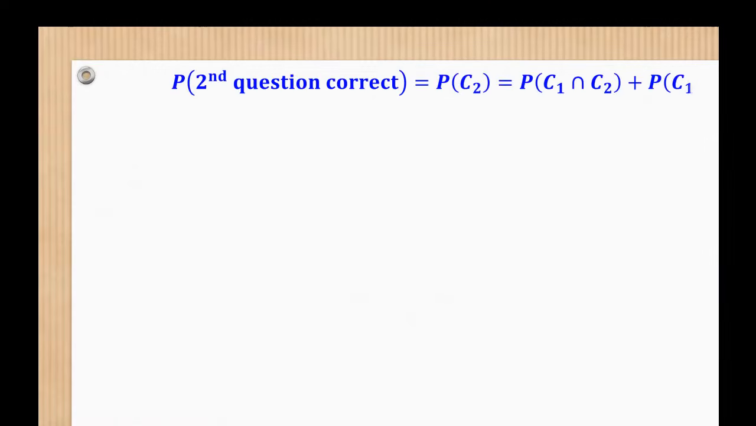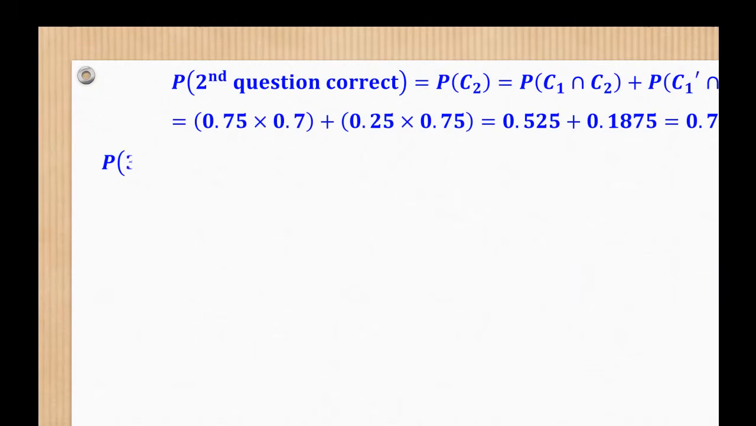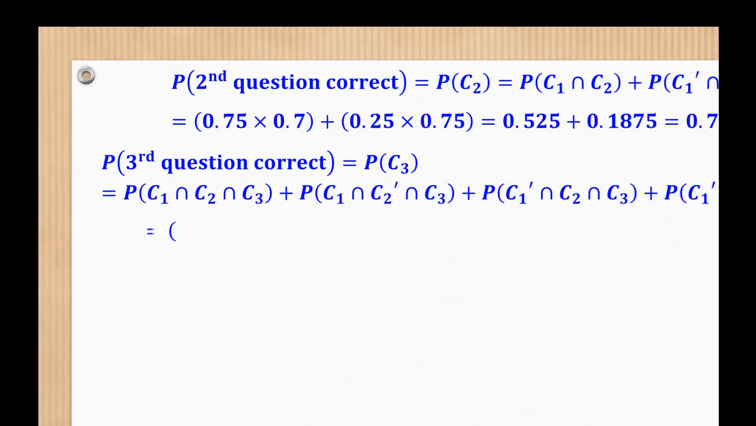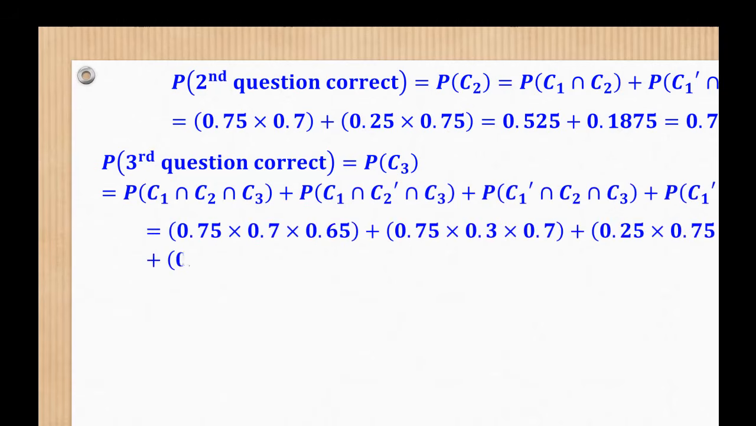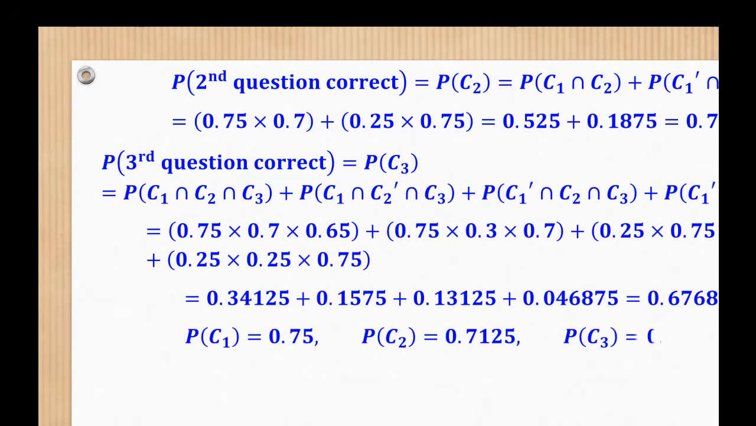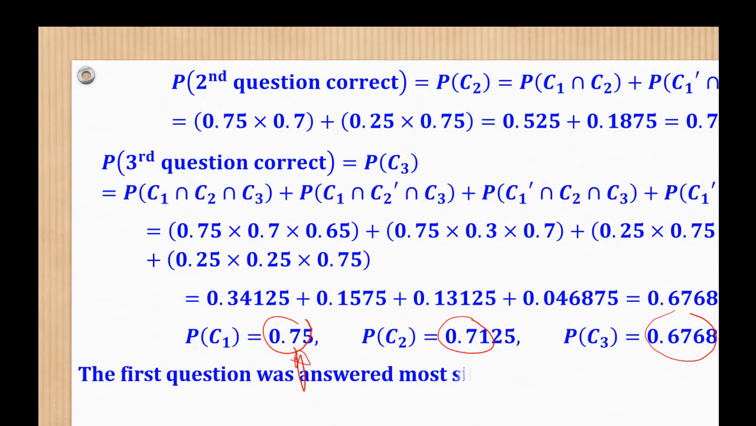So the probability that the second is correct is C2, which is that. Then the probability that the third is correct is C3. So all the options which end with C3 are needed. Then you come up with that from the tree diagram. So C1 is this, C2 is this, and C3 is this. So you realize that this is highest. So the first question was answered most since it has the highest probability.